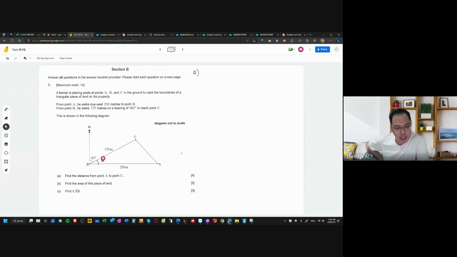The angle ABC, just write in the answer. The angle ABC is 90 minus 63. You can write the notation of the angle like this: CAB or BAC. Okay. 23.7 degrees, and then use the cosine rule.